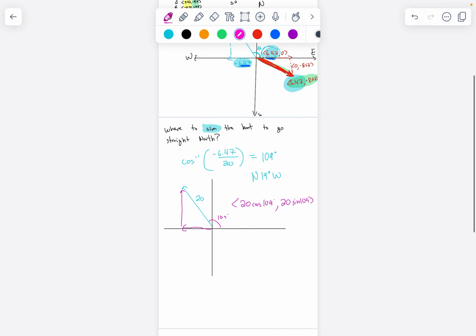I get negative 6.51. Yeah, that's slightly off because I'm using a rounded value, which is why I never advocate for rounded values. Let's go back in time and redo that because I don't want to be sloppy. Okay, so 108.847. So now if we do 20 cosine of that, negative 6.47. Yeah, better. Don't use rounded values. Use exact values or store your values. Negative 6.47. Great. And then 20 sine of, let's say 109-ish, whatever, is about 18.92.